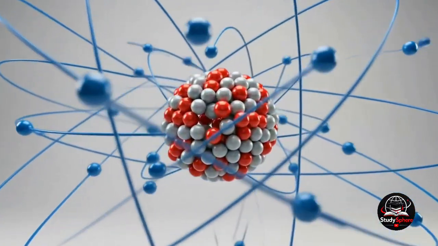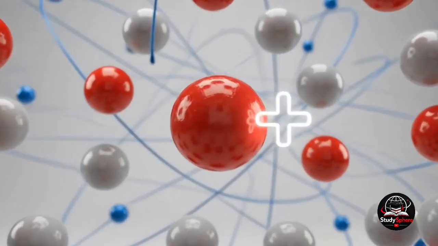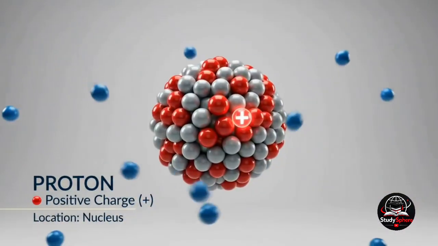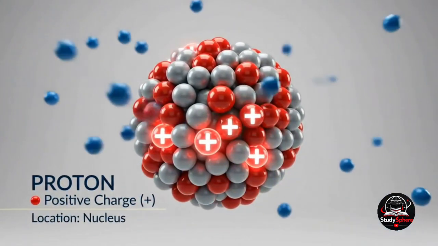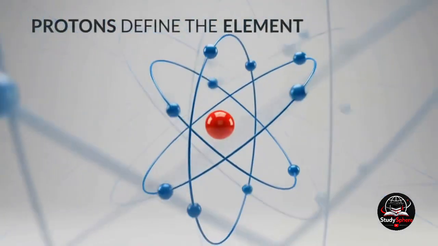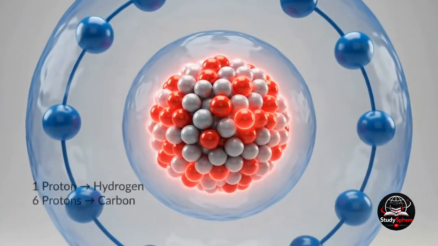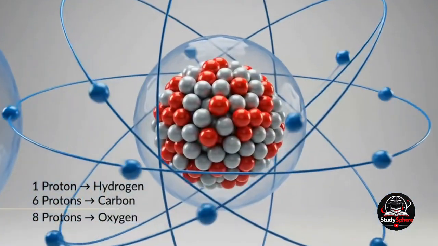A proton is a tiny particle found inside the nucleus of an atom. It carries a positive electric charge. Most importantly, the number of protons determines which element an atom is. The number of protons gives an atom its identity. 1 proton makes hydrogen, 6 make carbon, and 8 make oxygen.